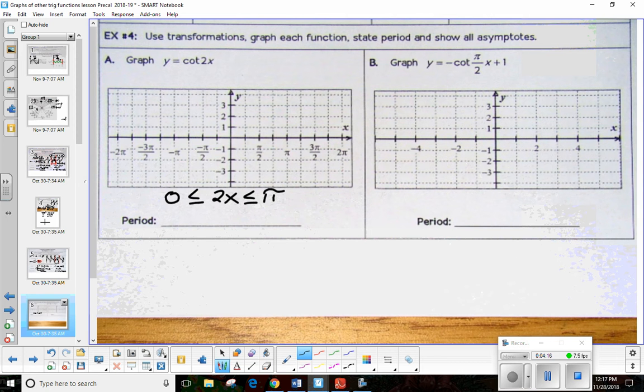Okay. Anyways, let's take a look at A. I want to graph y equals cotangent of 2x. Okay. Now, here's the thing. We started this yesterday. Just like I showed you a moment ago, cotangent, whenever you want to graph him, his compound inequality will always begin with 0 and pi, because those represent consecutive asymptotes.